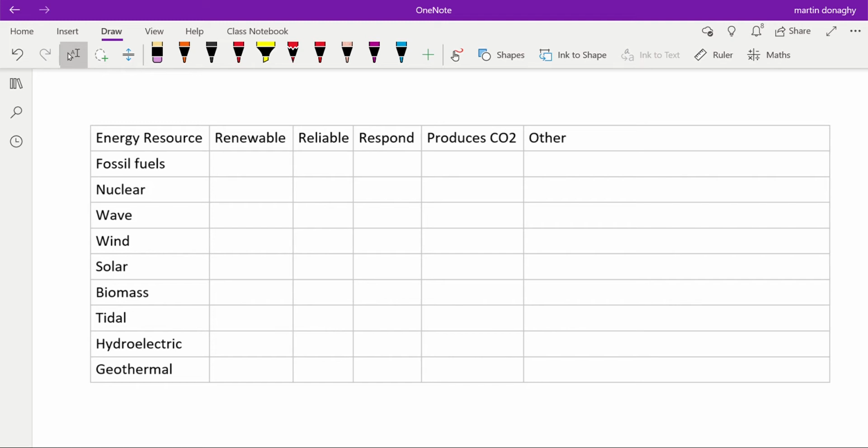Now, some of the individual energy resources will have very particular things that we could speak about, but for all of them, we can talk about four things in particular. The first thing I would think of are the three R's, and the three R's are renewable.